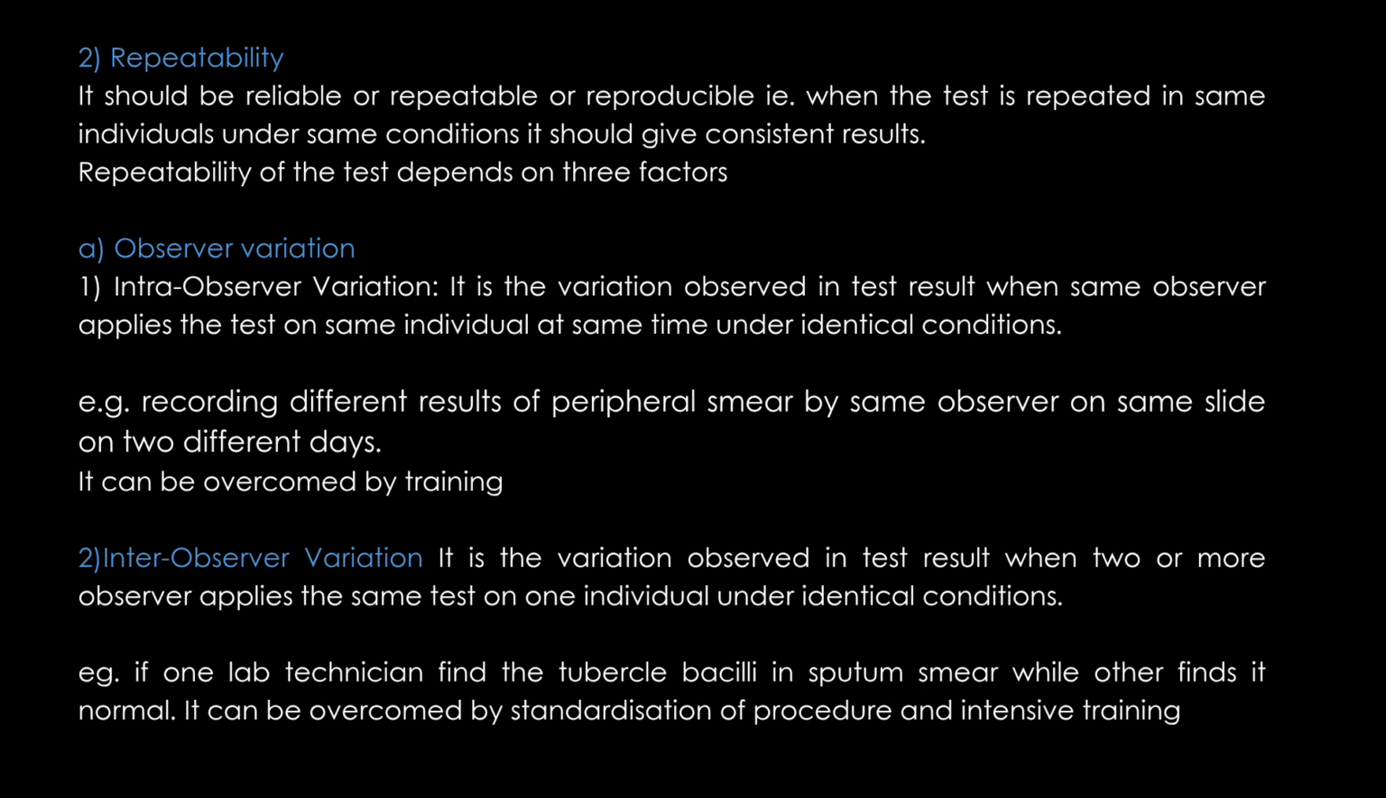Second is inter-observer variation. It is the variation observed in test results when two or more observers apply the same test on one individual under identical conditions. For example, if one lab technician finds the tubercle bacilli in the sputum smear while another finds it normal, it can be overcome by standardization of the procedure and intensive training.